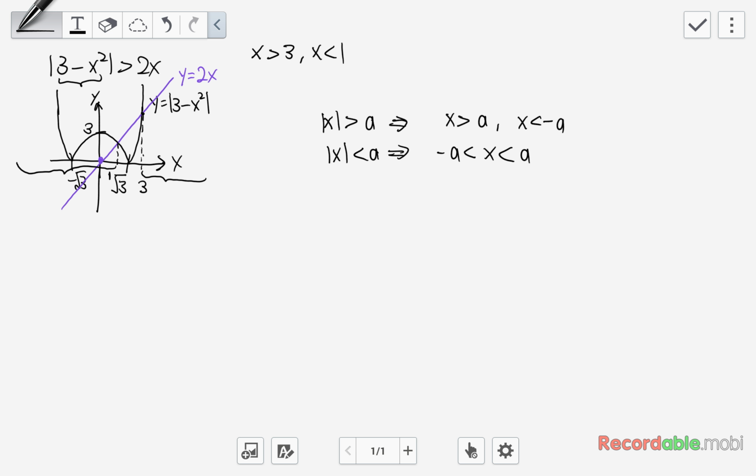So when x is between minus square root 3 and square root 3, this curve is 3 minus x squared. We want it to be greater than 2x, correct? So we need to try to solve.